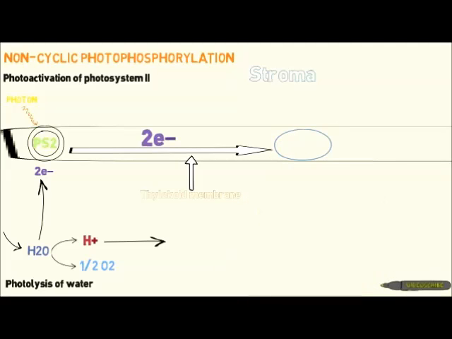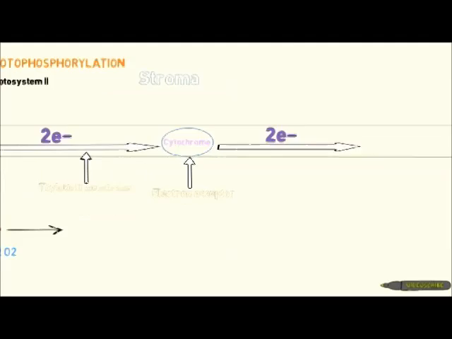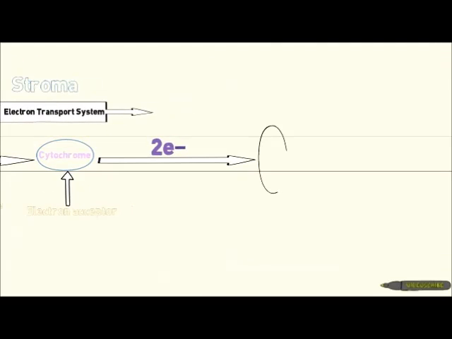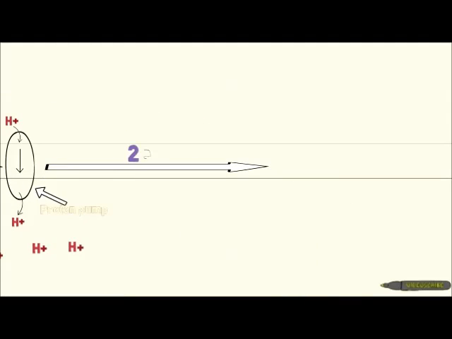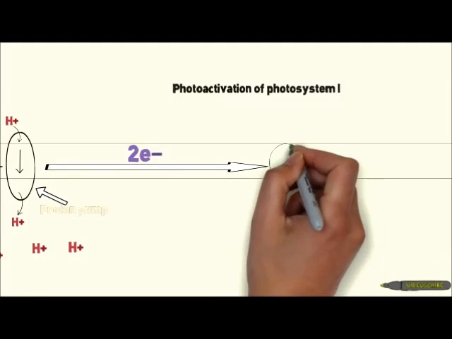The electrons are accepted by the electron acceptor and travel to the protein embedded in the thylakoid membrane. This is called the electron transport system. The electrons can travel to the protein pumps, and the protein pumps are reduced to pump H+ ions into the thylakoid space. If not, the electrons travel to photosystem 1. This is called photoactivation of photosystem 1.